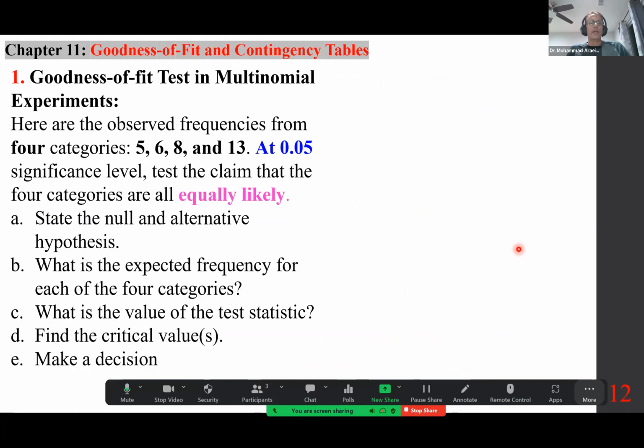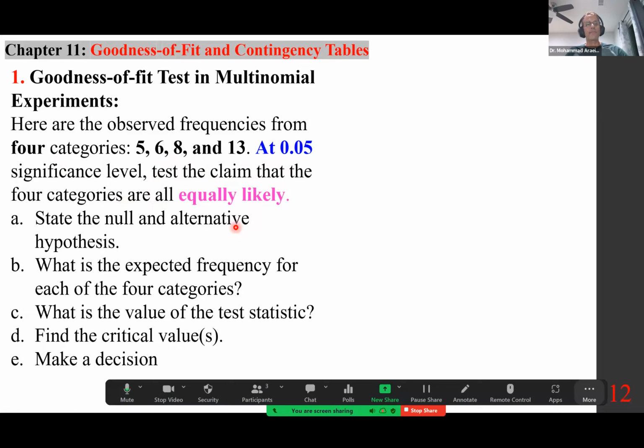So in this case, goodness of fit test in multinomial experiments. Here are the observed frequencies from 4 categories: 5, 6, 8, and 13. At 0.05 significance level, test the claim that the 4 categories are all equally likely.